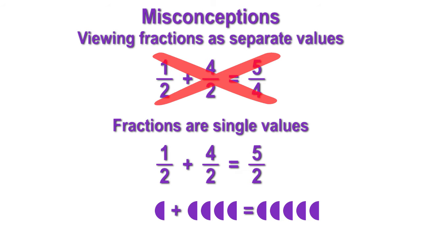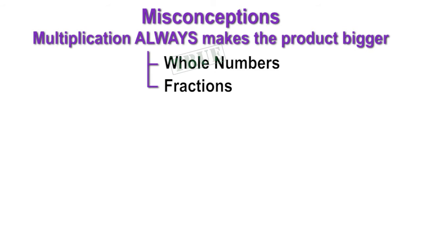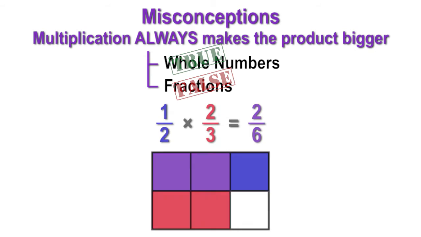fraction comparisons. The next item to be on the lookout for is the idea that multiplication always makes the product bigger. This is true with whole numbers, but this is not the case with fractions. For example, 1/2 times 2/3 equals 2/6. 2/6 is smaller than both factors of 1/2 and 2/3.